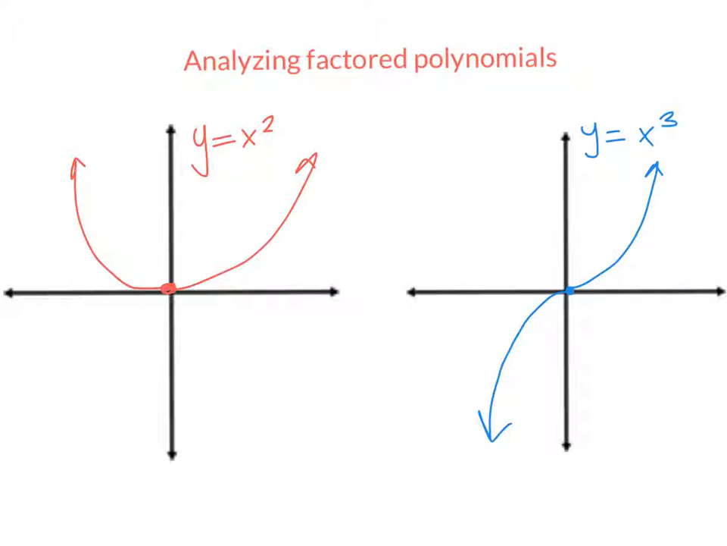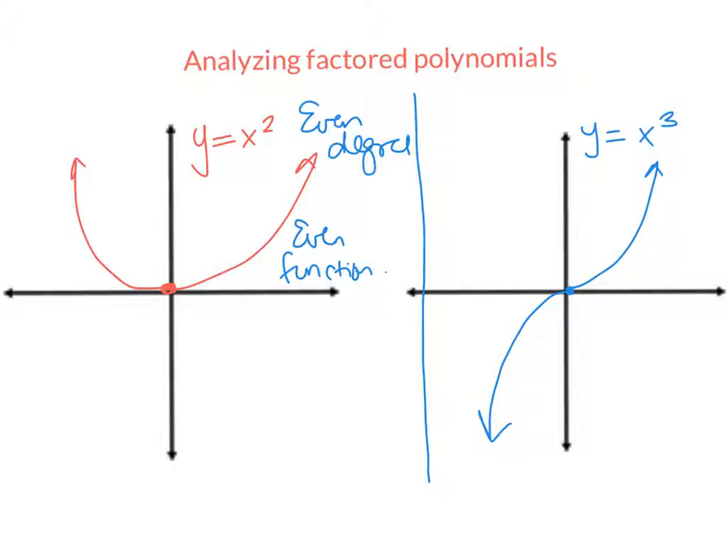Okay, so the first thing I want to talk about with these two things is, first off, this has an even degree, and it is also considered an even function. And the reason why it is called an even function with an even degree is because it has symmetry over the y-axis. What you need to understand is that an even function has symmetry over the y-axis.